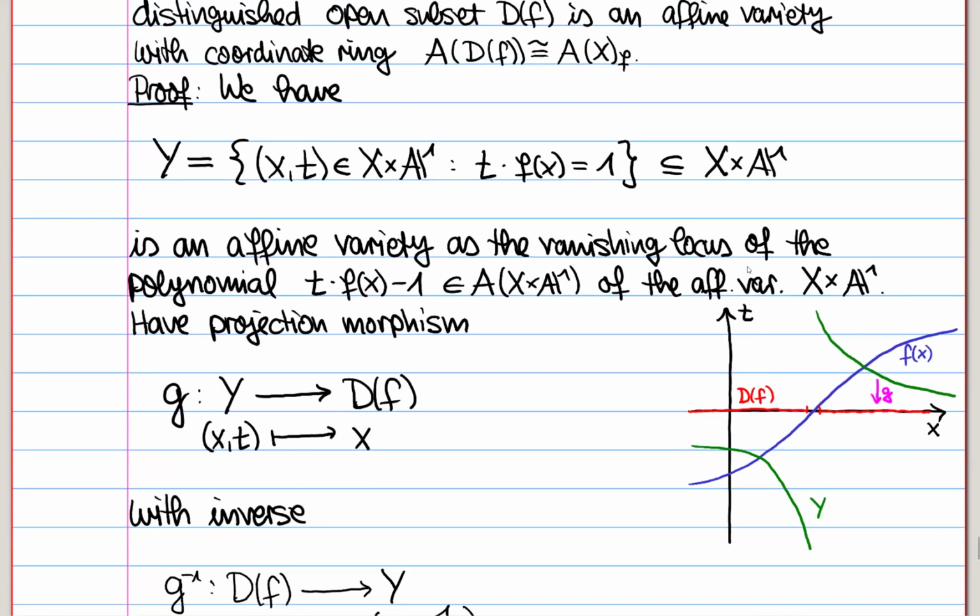This sits inside here, and it is the vanishing locus of this regular function, or this polynomial, because t is the function here, f of x is a function on X, and so this is a well-defined function in here, because you can use the abstract characterization of this as the tensor product of A(X) and A(A^1), and then you can write down what element of the tensor product this corresponds to. So in any case, this is a well-defined affine subvariety of here, and therefore also an affine variety. And the claim is Y will be the affine variety isomorphic to D(f).